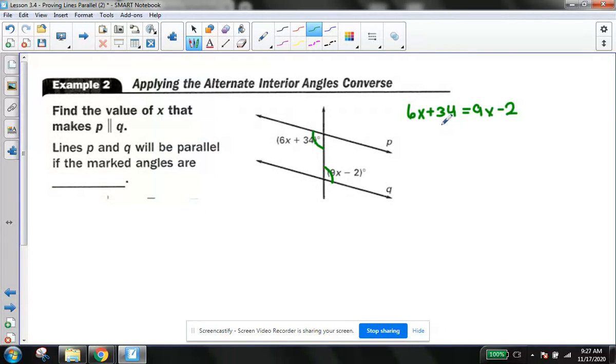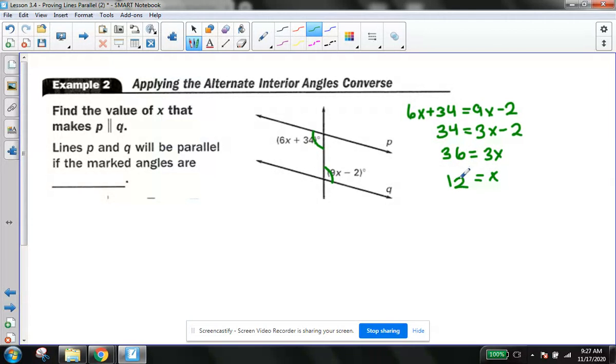So I'm going to subtract 6x from both sides. So I'm going to get 34 = 3x - 2. I'm going to add 2 to both sides. So I'm going to get 36 = 3x. And then I'm going to divide both sides by 3. So I'm going to get x = 12.